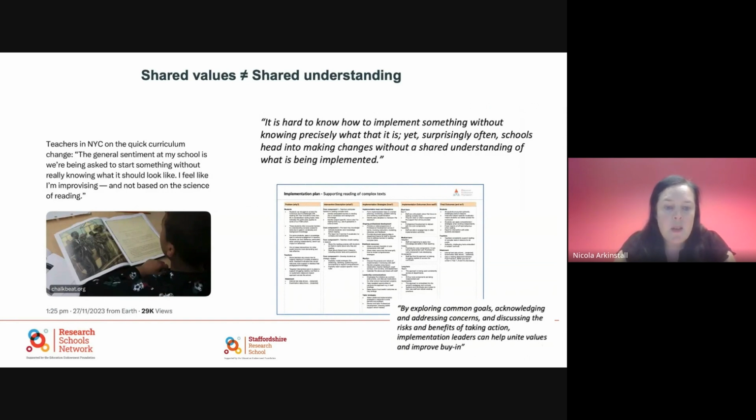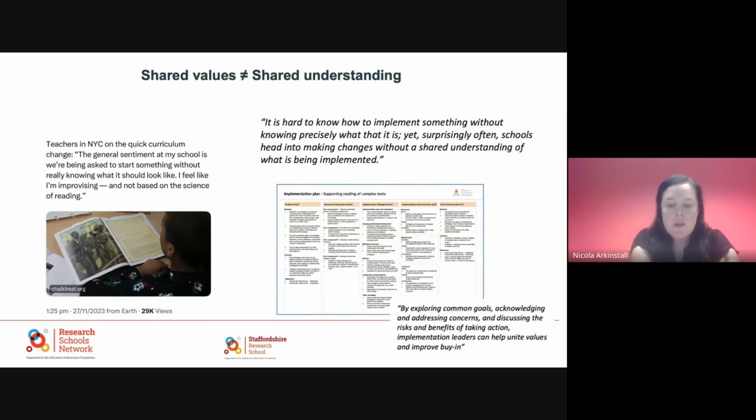And there's another quote there: it's hard to know how to implement something without knowing precisely what it is. Yet surprisingly often schools head into making changes without a shared understanding of what is being implemented. So do you have that shared understanding around what good looks like in your subject, that everyone is clear about, what are those elements? There are really nice resources that go along with the guidance report about an implementation plan. And again, it gives you some key questions and key ideas to help you plan out that implementation.